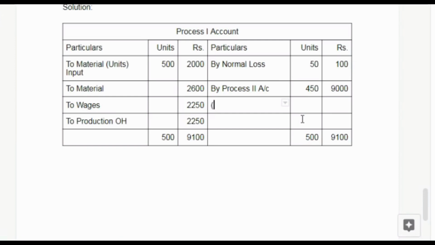So we can write in the inner column, cost per unit is, find out the answer. 9000 divided by 450. Your answer is rupees 20. Yes, sir, 20. Okay. So if you want to show this 20 rupees calculation in an additional working note, you can show it, right? It is not necessary that it has to be shown in the process account.